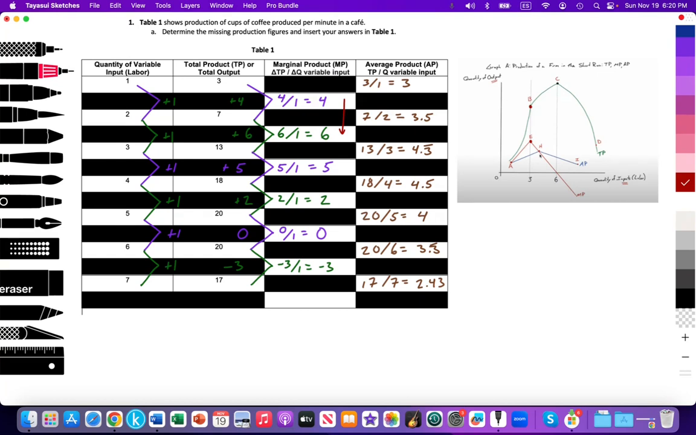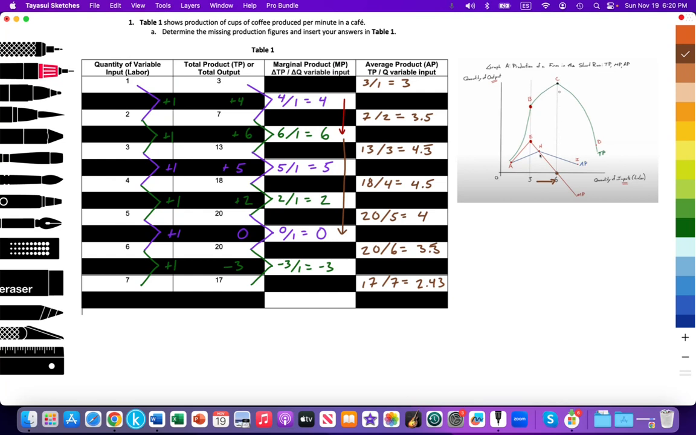From that point on, the marginal product curve is decreasing. So from 6 to 5 to 2 to 0, MP is decreasing. Marginal productivity, the additional productivity of each worker, is now declining when we go from the third to the fourth to the fifth to the sixth worker. So as we're going from the third to the sixth worker, marginal product is going from E to H to this point here. It's going to hit 0.